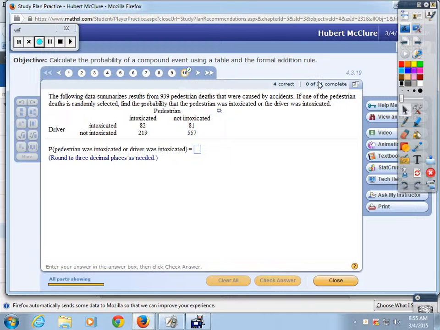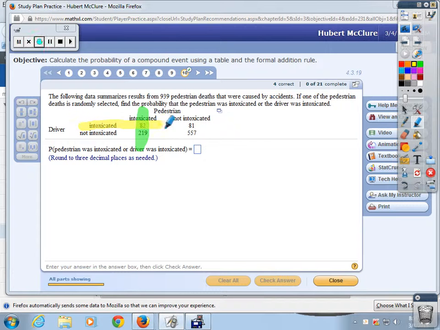All right, did we do this one? Y'all remember doing this one? The following data summarizes results from 939 pedestrian deaths that were caused by accidents. If one of the pedestrian deaths is randomly selected, find the probability that the pedestrian was intoxicated or the driver was intoxicated. Okay? So, the pedestrian was intoxicated and the driver was intoxicated.